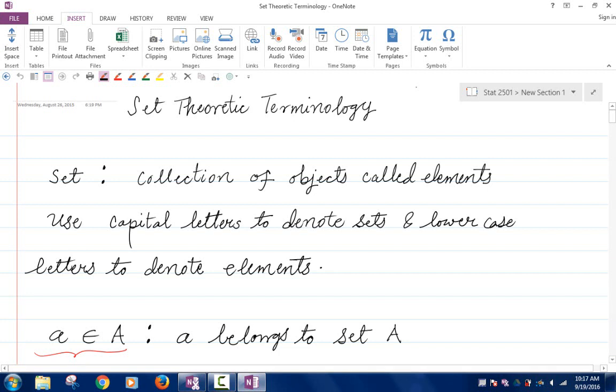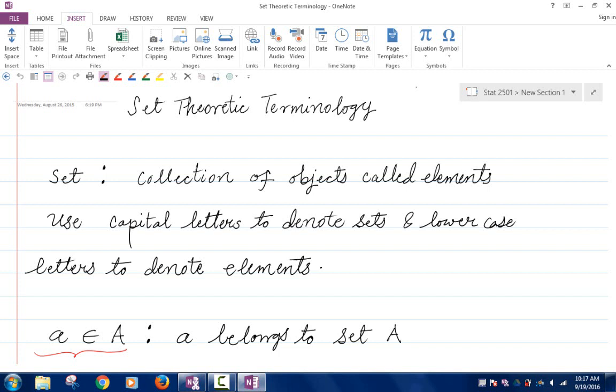The next topic, I will review some of the set theoretic terminologies. You might have seen, or I should say you should have seen, some set theoretic terminologies before. But if you haven't, that's okay. We will be going over what we need right now.